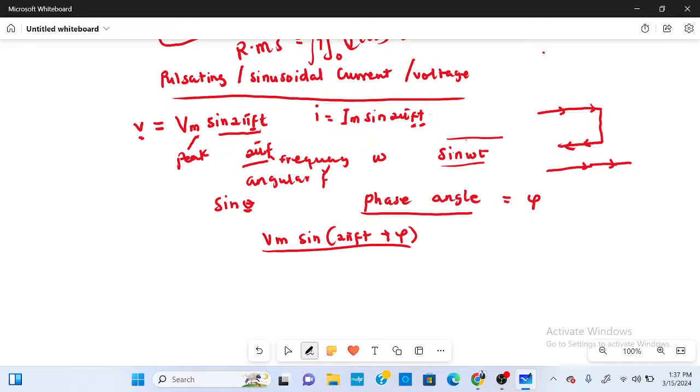Any waveform with this phi means that the voltage we are talking about is leading a reference voltage or a reference current, meaning that it is leading by this phase angle. You get to understand all these parameters as we move on.